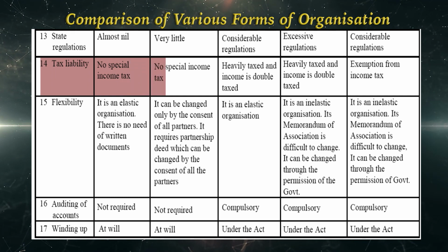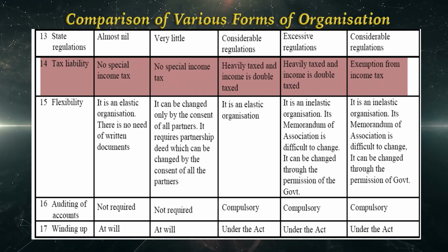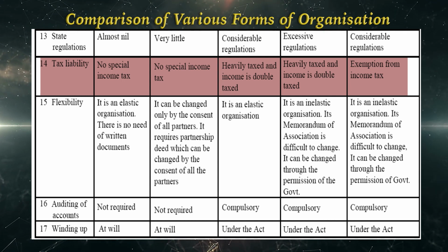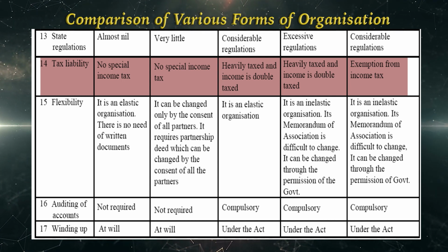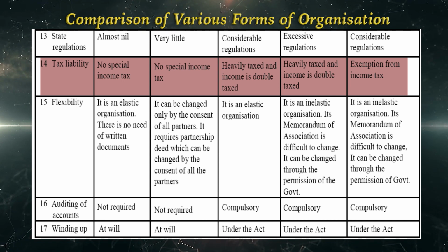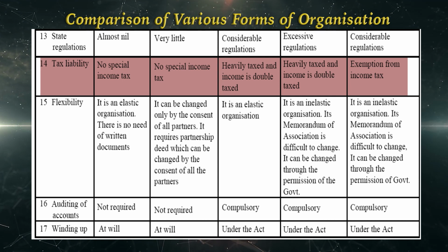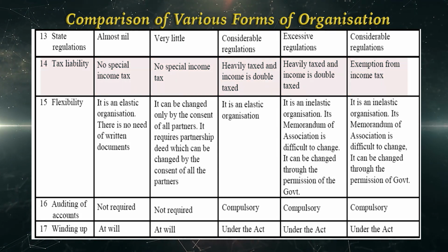Tax liability: no special income tax on sole proprietorship, no special income tax on partnership. Heavily taxed and income is double taxed in private limited company. Heavily taxed and income is double taxed in public limited company. Exemption from income tax in cooperative form of organization.